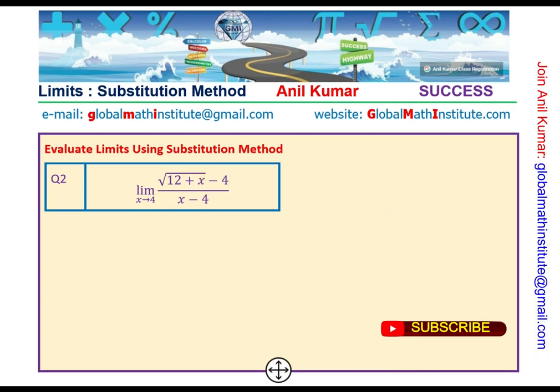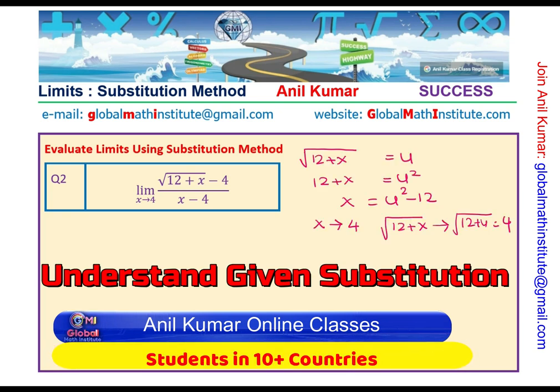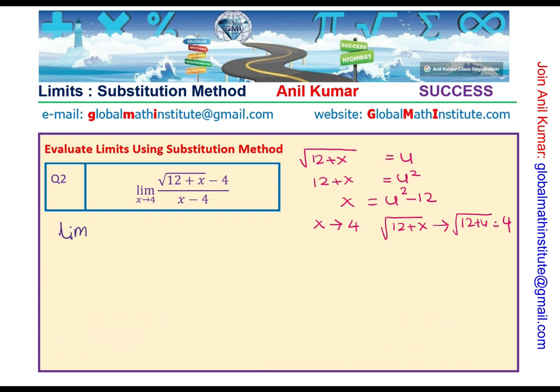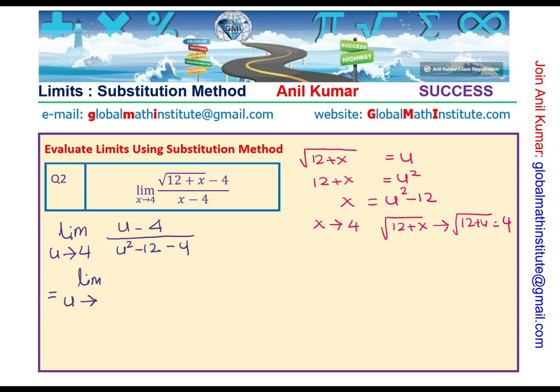We're going to use this strategy in the following examples. So here is question number 2. Let us use this substitution and rewrite the limit given to us. We could write this limit as the limit as x approaches 4 replaced by u approaches 4. The square root of 12 plus x will be u minus 4. And in the denominator, instead of x, we can write u squared minus 12. We already have minus 4 there. Perfect. So now the question is simplified as the limit as u approaches 4 of u minus 4 over u squared minus 16.